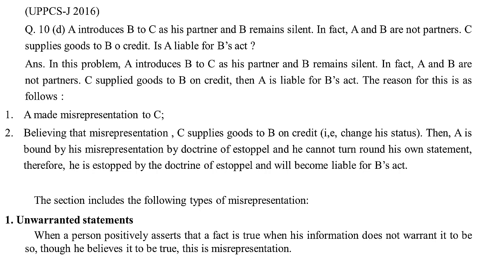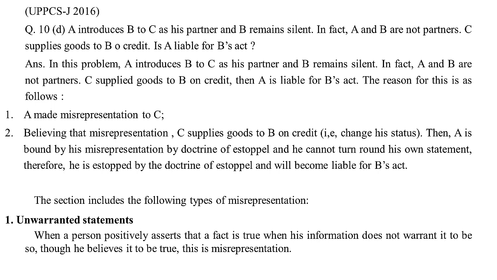And number 2, believing that misrepresentation, C supplied goods to B on credit. That is, he changed his position. And that is why A is bound by his misrepresentation by the doctrine of estoppel, and he cannot turn around on his own statement. Therefore, he is estopped by the doctrine of estoppel and will become liable for B's act. So this was the solution for this given problem. It would have hardly taken 2 to 3 minutes to answer it.